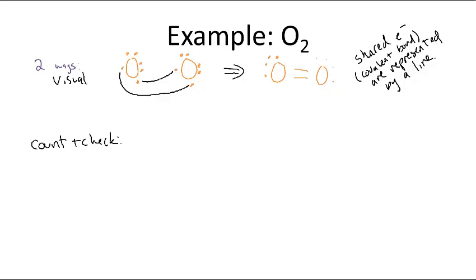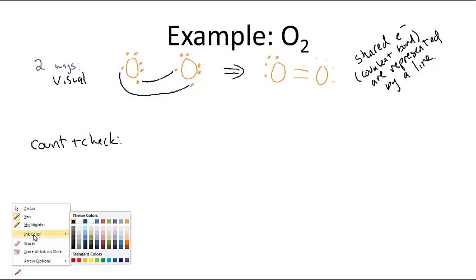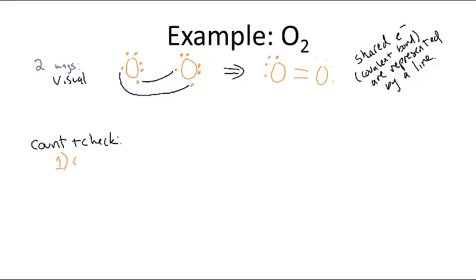So that's the visual way. The next way is called the count and check method. How many of you guys are familiar with the count and check method? About half, maybe. Okay. So in the count and check method, step 1, count total valence electrons. So I have 2 oxygen atoms. Each one brings 6 valence electrons to the table. So I'm left with 12.